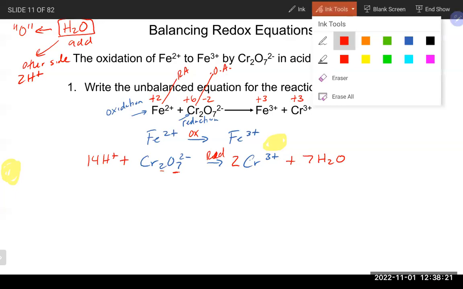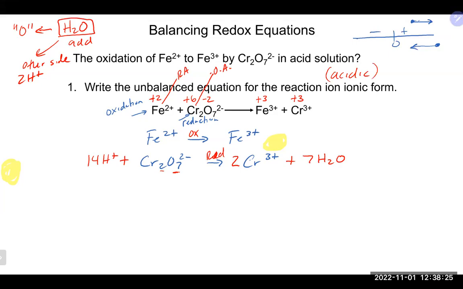The next thing that we're going to do is balance the overall charge on each side. To do that, we're going to add electrons next. We want to add electrons to whichever side needs the negative number. The goal is to get each side of the arrow to the same charge. It doesn't have to equal 0, but it needs to be the exact same charge on both sides.